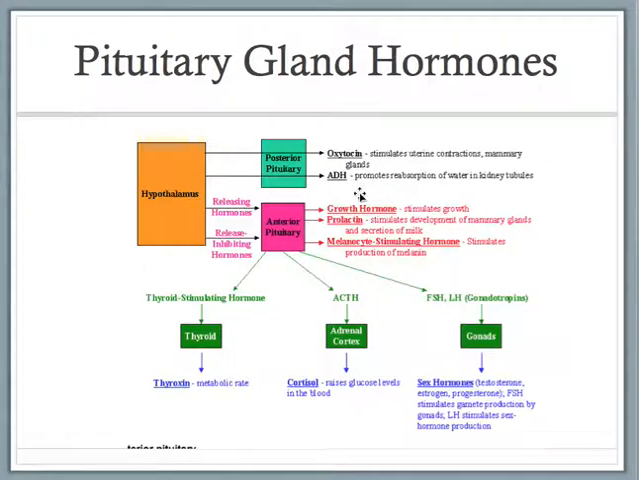So when you're in a state of dehydration, there's antidiuretic hormone release so that any extra water that would typically be added to the urine is retained. So it causes water retention.